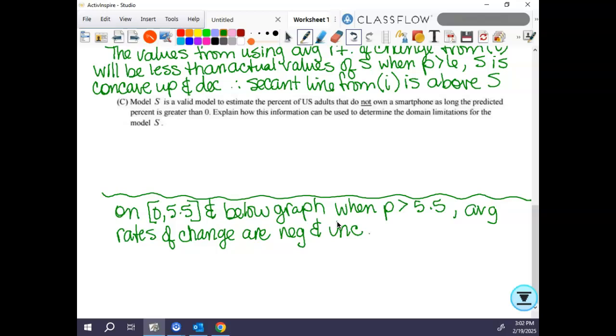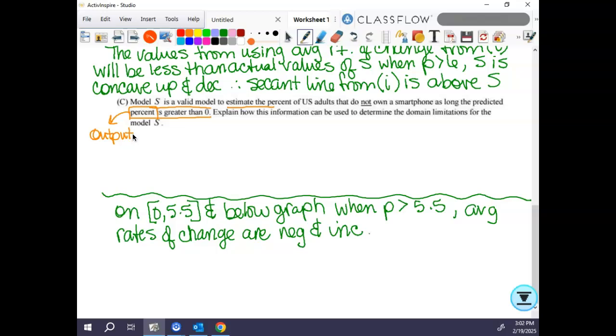All right, so now it says Model S is a valid model to estimate the percent of US adults that do not own a smartphone as long as the predicted percent is greater than 0. Predicted percent, that is my output, as long as my output or my Y value is greater than 0. And that makes sense, right? Because you can't have a negative percent of people. Explain how this information can be used to determine the domain limitations for the Model S.